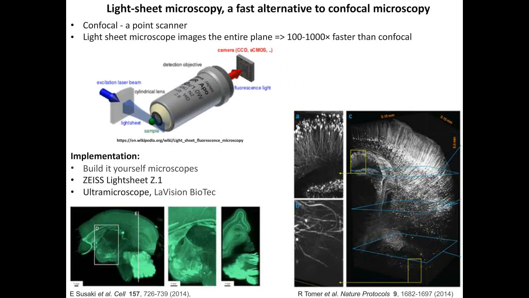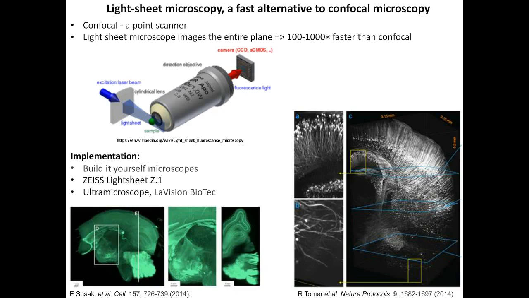So what is the solution? The solution is to use light sheet microscopy. It's a fast alternative to the confocal microscope. Here we want to look at very large volumes. We want to look deep into the volume, into the tissue. And we are not that bothered by phototoxicity because the cells are already fixed. So this is the main difference between the previous presentation and this presentation.